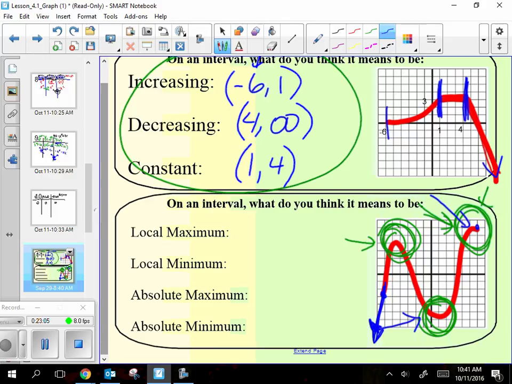Let's say it keeps going up. Would we say that it has no maximum?